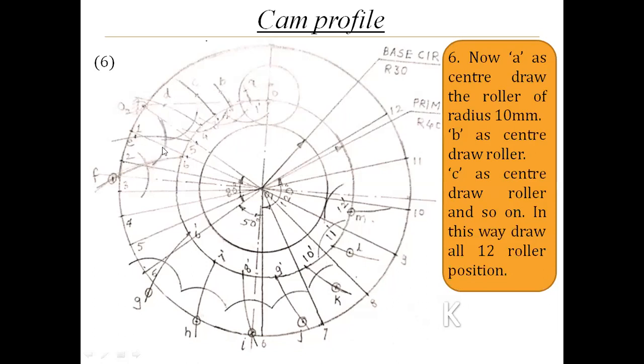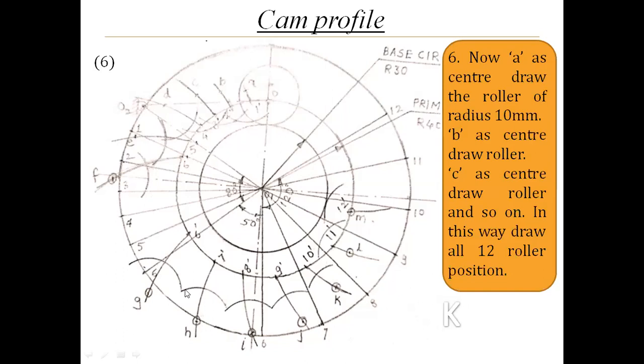While drawing the roller, the radius of the roller does not change for every position, so that distance will be fixed in the compass. It is a constant distance that you won't change in the compass. You will only keep changing the centers of the roller positions. Then F as a center, draw the next roller position. Then G as a center, draw the next roller position.